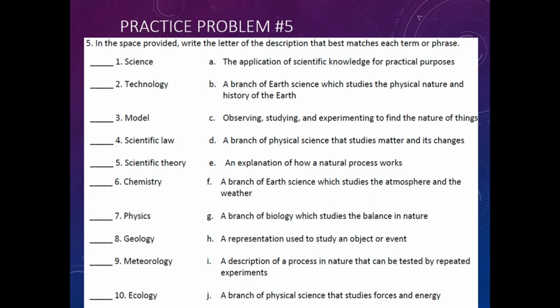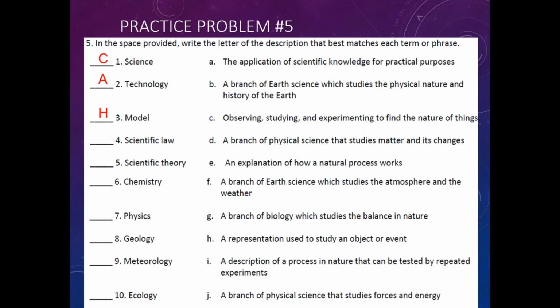Okay, so let's go ahead and go over the answers for practice problem number 5. Number 5 says, in the space provided, write the letter of the description that best matches each term or phrase. So I am going to start with number 1, which is science, and I felt that letter C was the best for describing what science is: observing, studying, and experimenting to find the nature of things. Number 2, which is technology, is A, the application of scientific knowledge for practical purposes. Number 3, model, is H, a representation used to study an object or event.